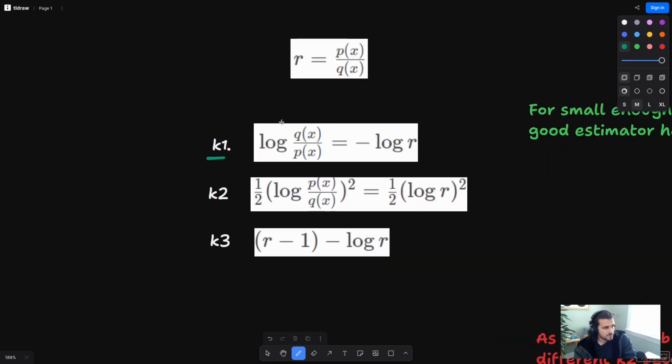So if we recap, we have r over here. K1 is this one. This is what is being used in PPO. K2 is this. It's not being used in anything PPO or GRPO. Some other implementation, I think the author said that he was using it. This is the thing that we're using in GRPO.